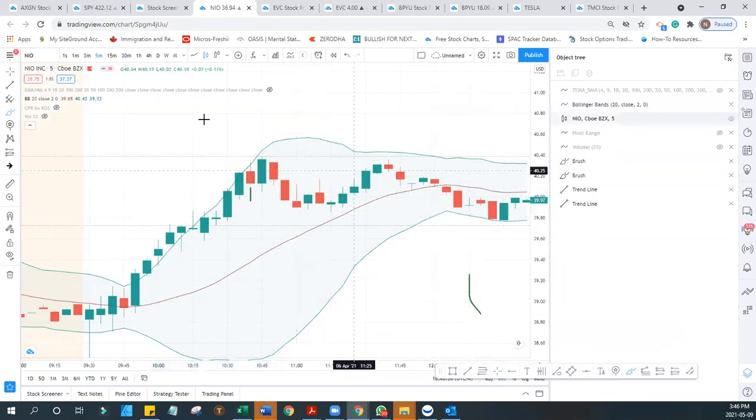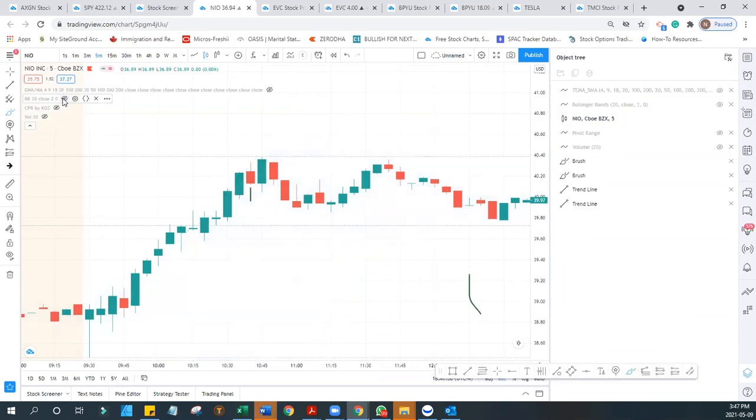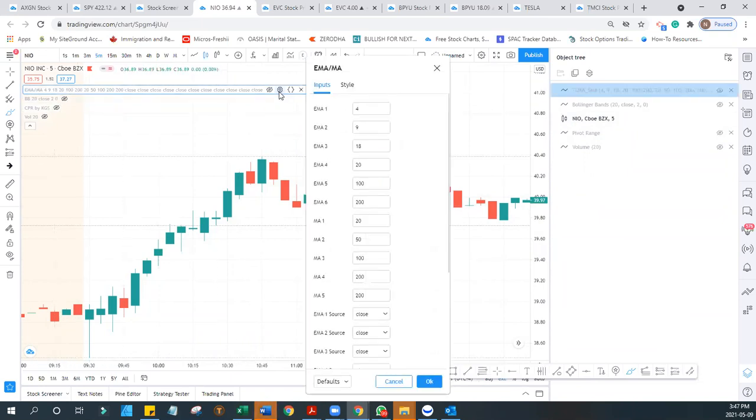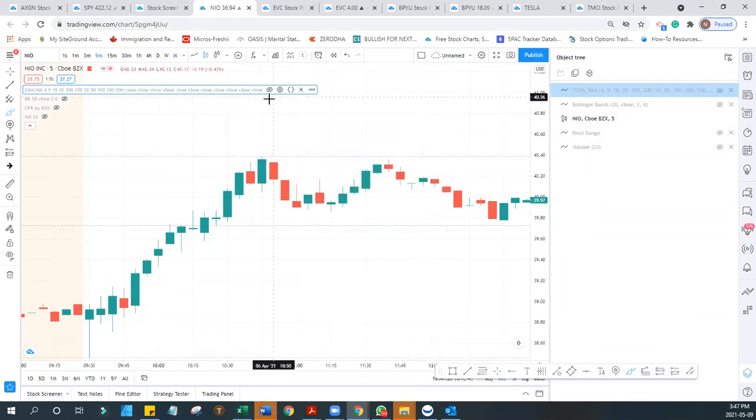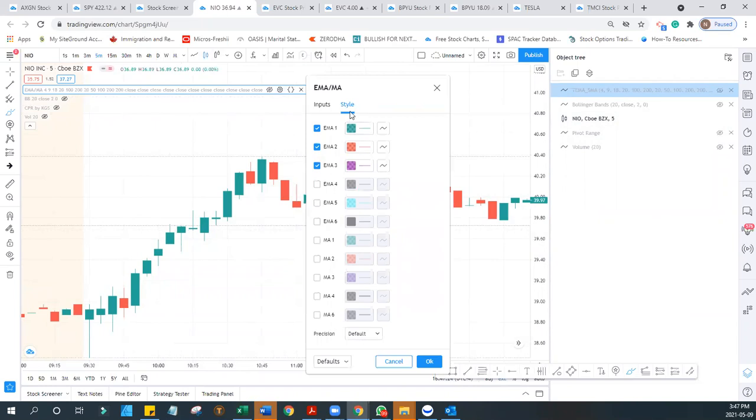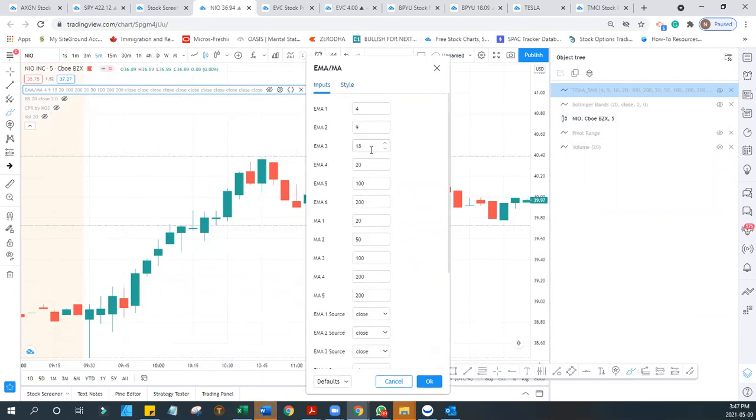Okay, so now let's move on to the golden crossover, and then we'll move on to the CPR. Everybody understood how the price works? Anybody have a question? No. Okay, I'm guessing nobody has a question. So for the golden crossover, we're going to use 3 EMAs, which are 4, 9, and 18.